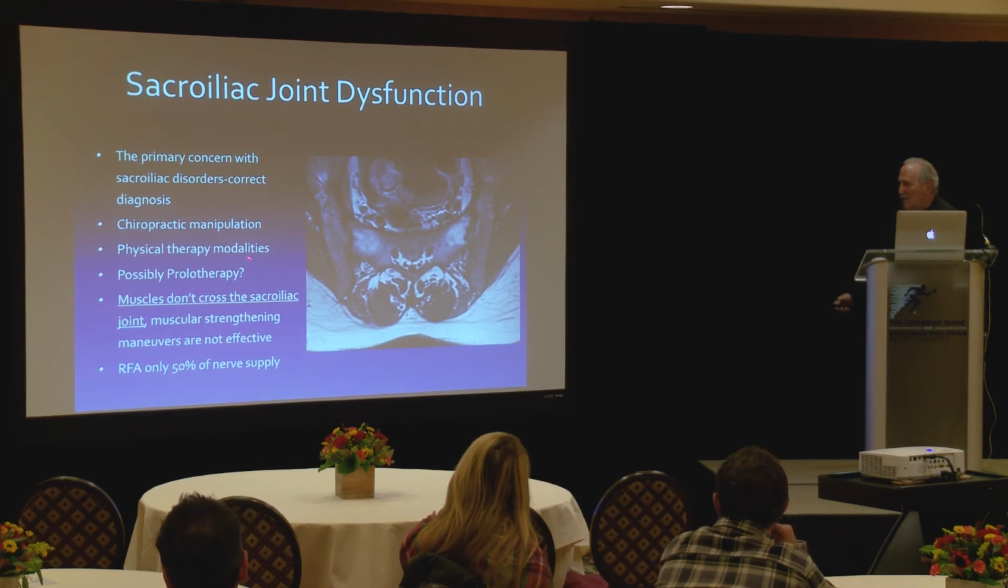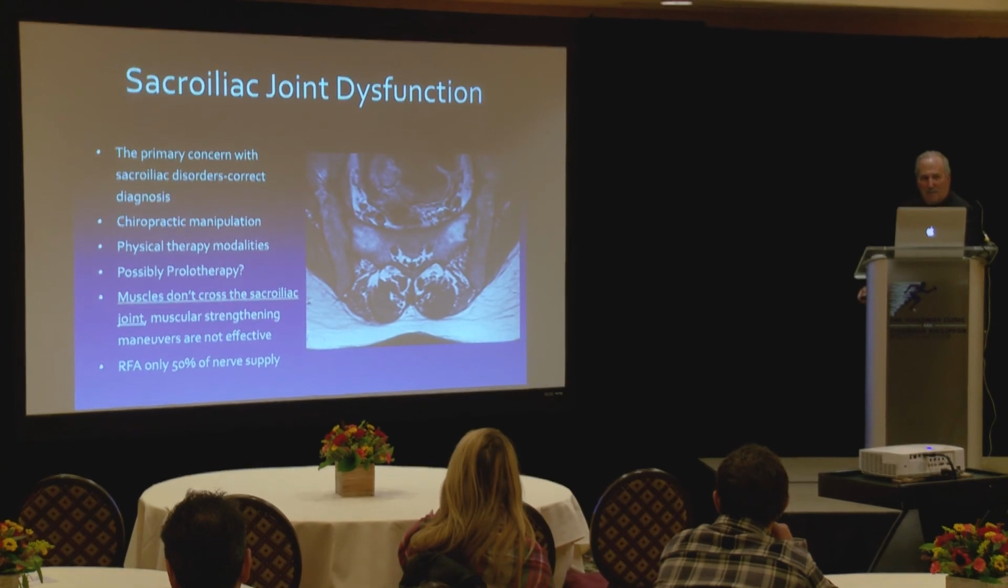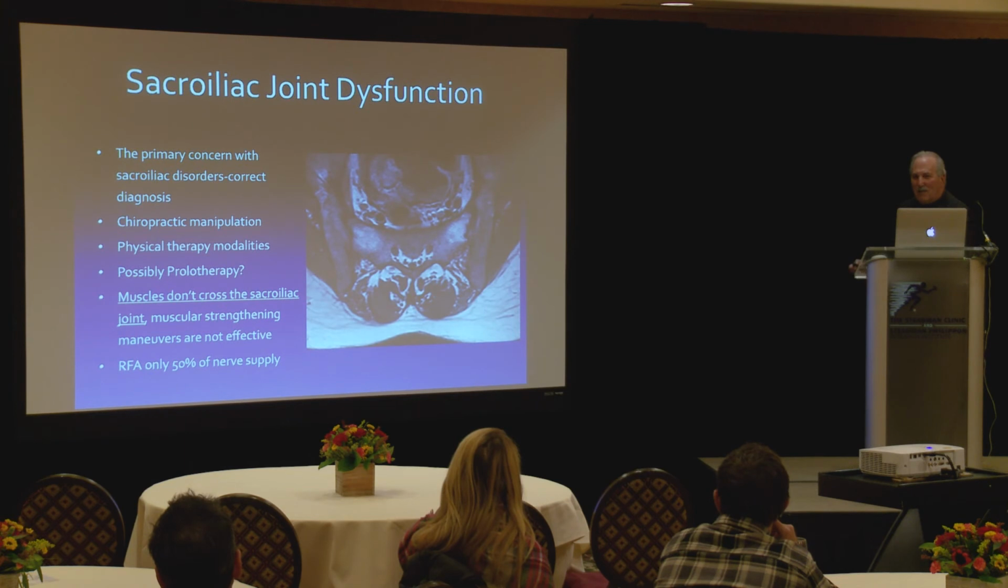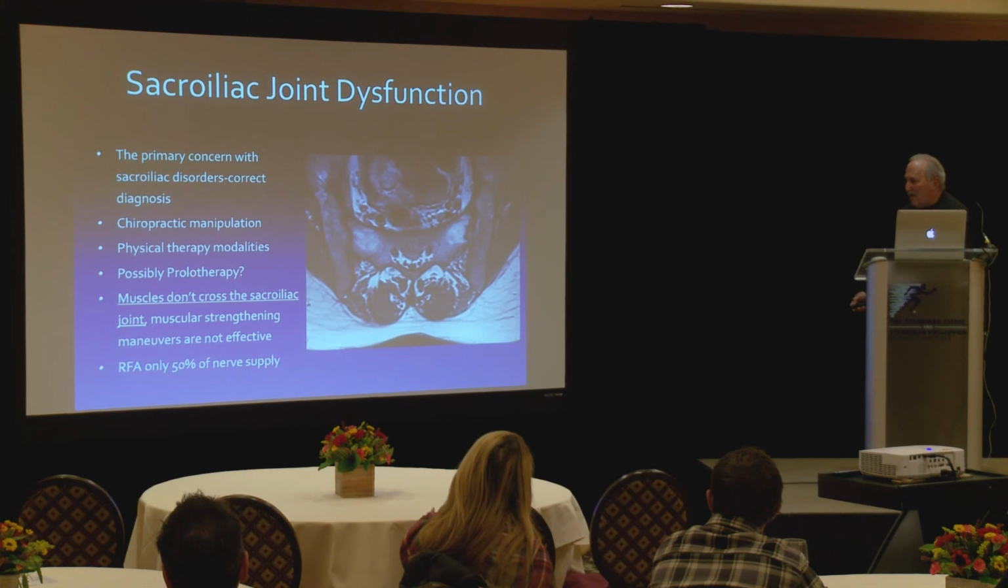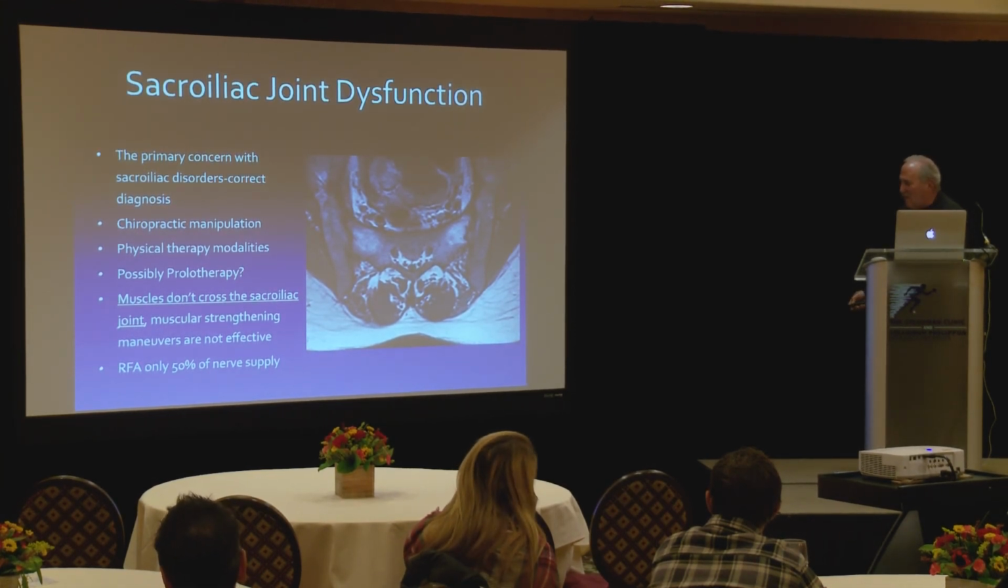We haven't touched on this, but do you guys know what prolotherapy is? Some do, some don't. It's injection of an irritant substance into an area to create injury and proliferation of fibroblasts. I don't recommend it for any place but the SI joint. And you have to make sure the SI joint doesn't have a tear in it. And remember, muscles don't cross the sacroiliac joint. They don't cross it. So muscular strengthening maneuvers are generally not effective. And we'll have Dr. Evans talk about radiofrequency evaluation or ablations.